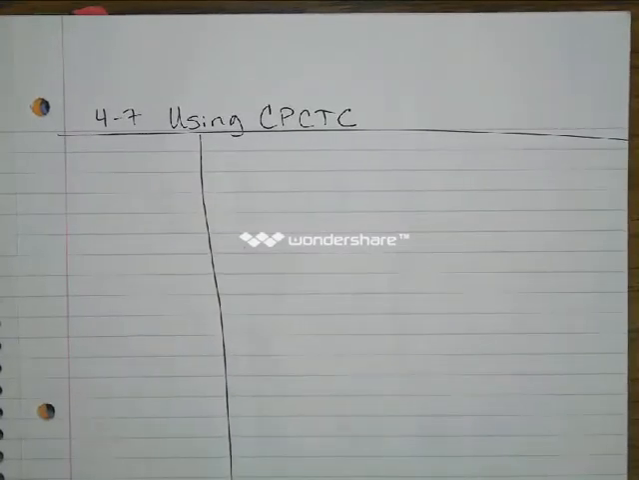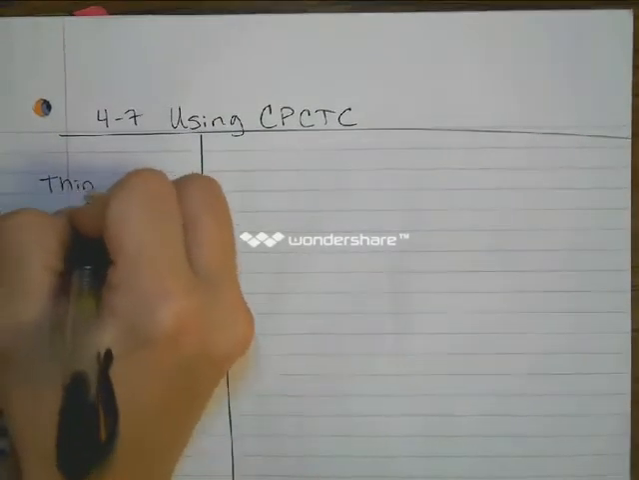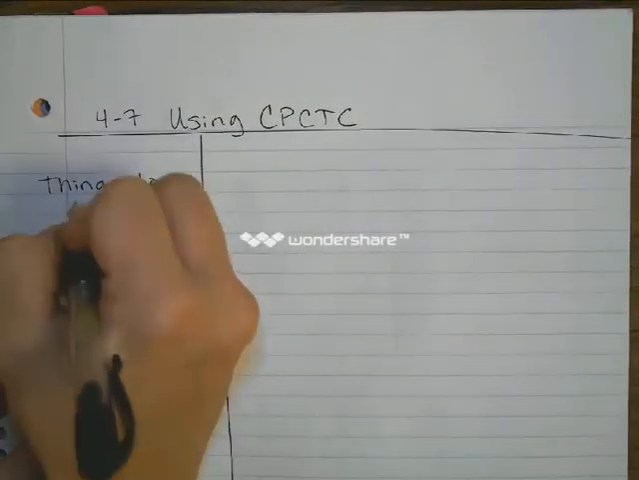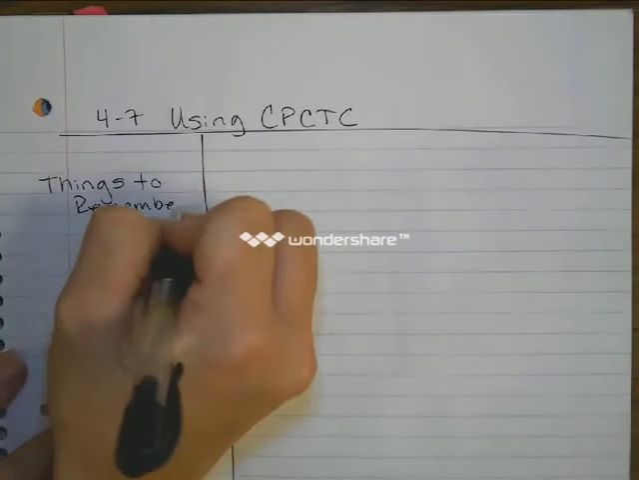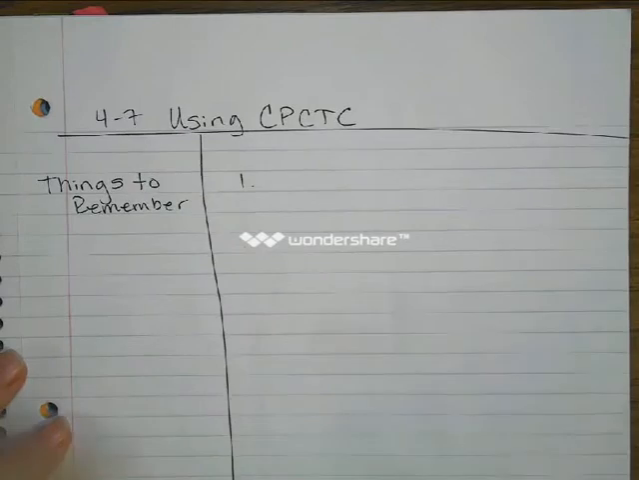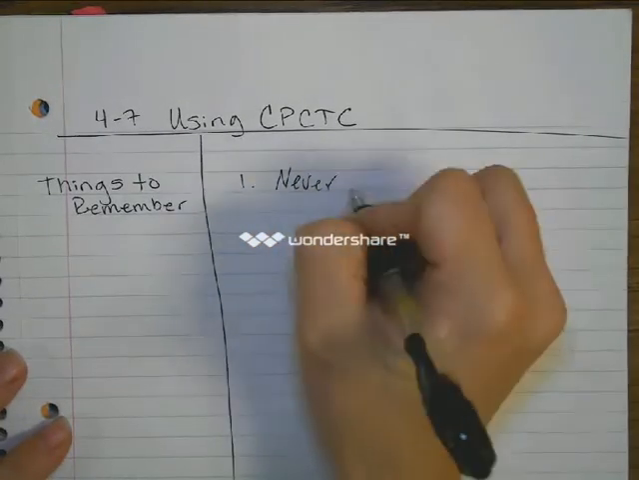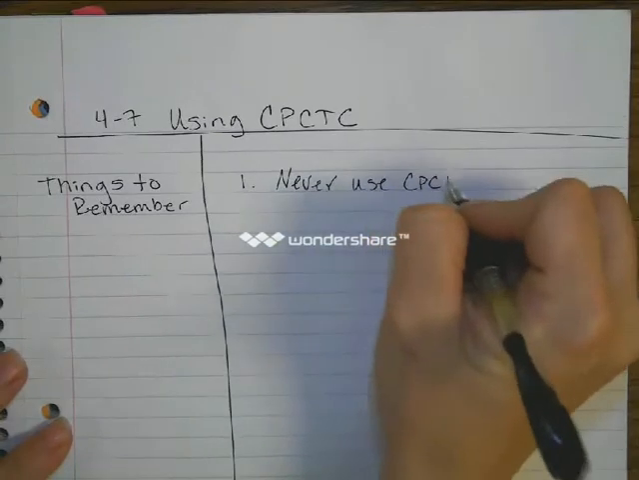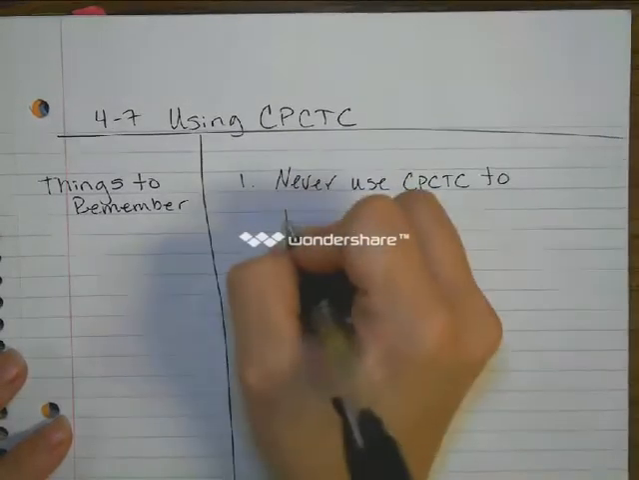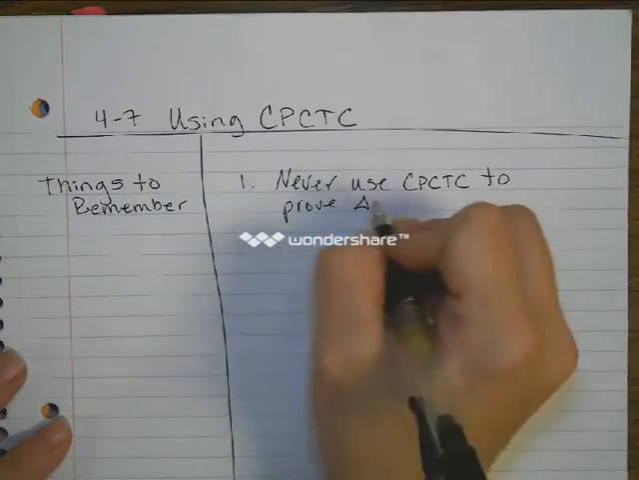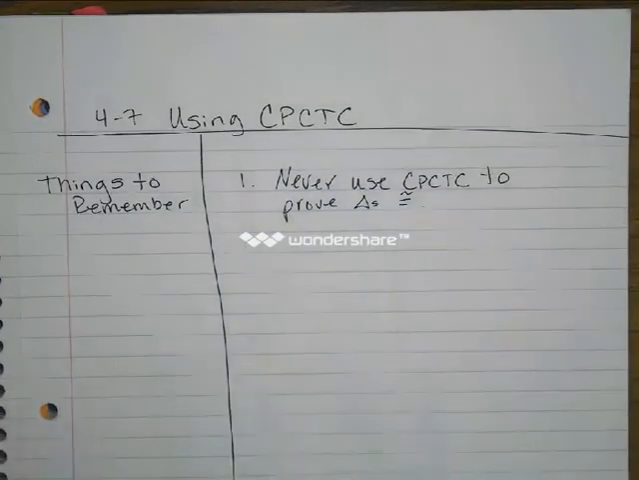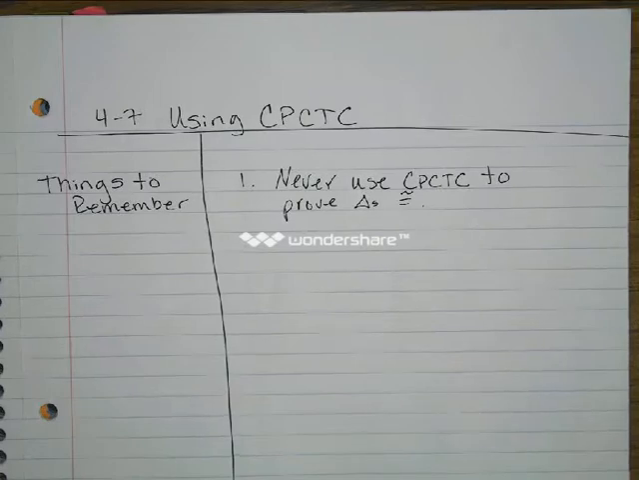Alright, a couple of things to remember before we begin about CPCTC. Number 1, never use CPCTC to prove triangles congruent. Remember, CPCTC was used to prove their parts congruent, not the triangles themselves. The triangle congruence theorems and postulates are ASA, AAS, SAS, SSS, and HL. But you do not use CPCTC to prove triangles congruent. Okay?